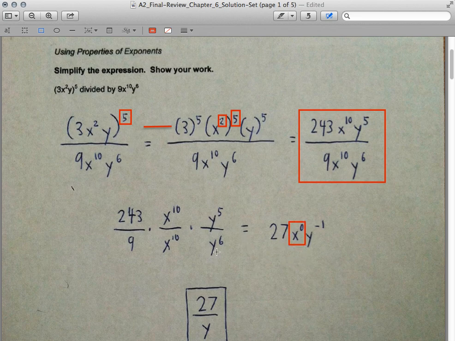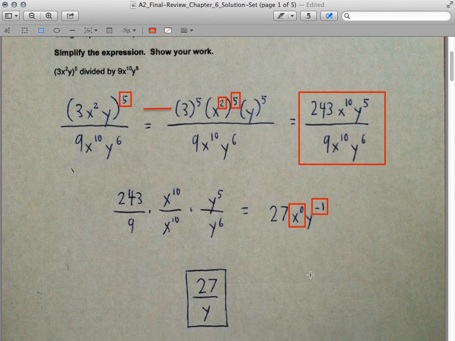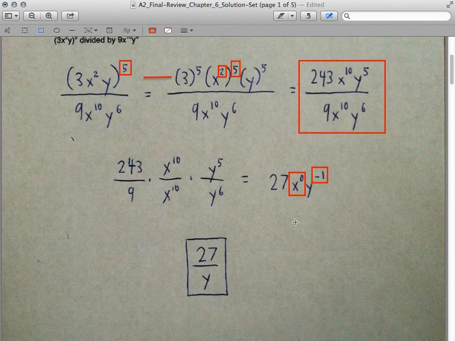Y to the 5th over y to the 6th becomes y to the 5 minus 6, and that is where y to the negative 1st power comes from over here. 27 is simply the result of 243 divided by 9, because 27 times 9 equals 243. Now, a few more exponent properties are in play to actually get us our resulting solution of 27 over y.